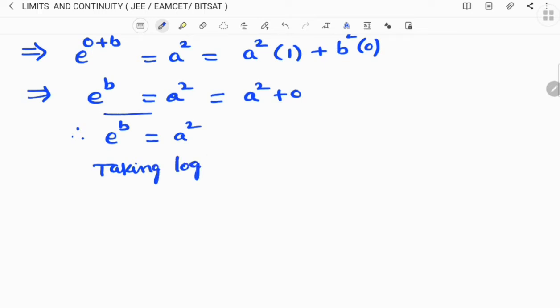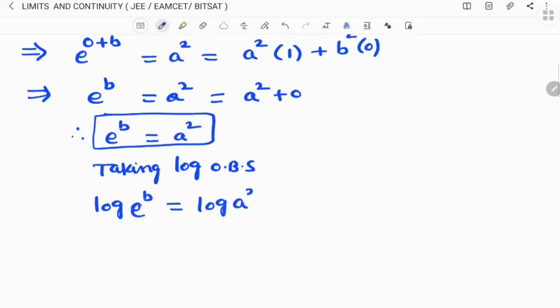Sometimes in competitive exams, they will give the options this way also. Taking log on both sides, you will get log e power b is equal to log a square. So by properties of logarithm, log a power m equals m into log a. So 2 into log a.